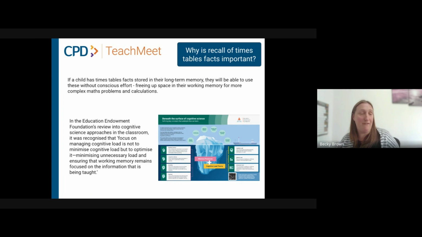We know that further along their school journey in Key Stage 2 and further into Key Stage 3 and 4, these times tables facts are going to be used time and time and time again. If children can just recall them, they're going to find the more complex application of those facts much, much easier to manage and uses much less working memory.